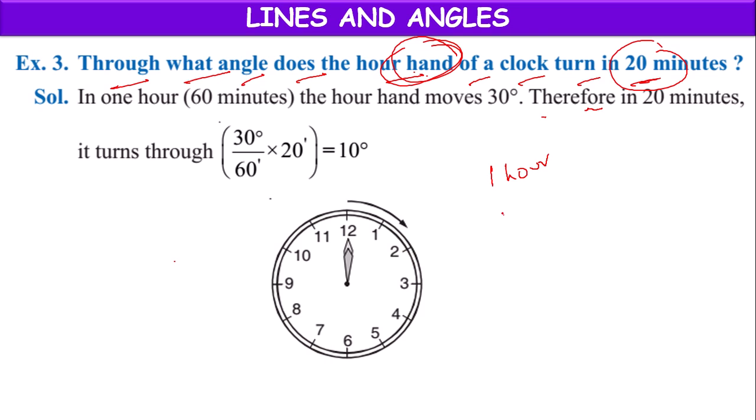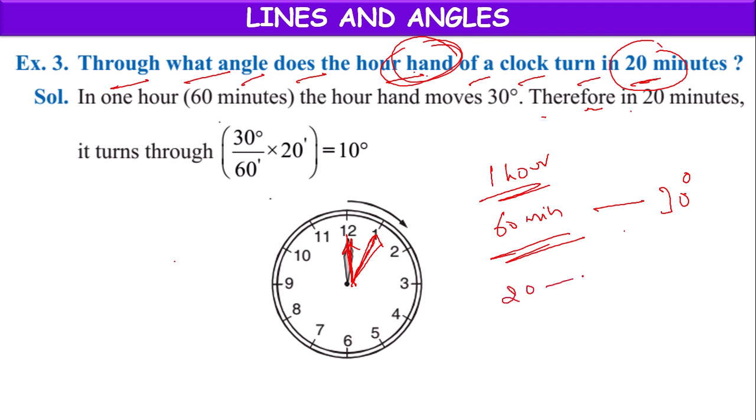The hour hand in 60 minutes, in 1 hour, will move from 12 to 1, which is equal to 30 degrees. But now, if in 60 minutes it moves 30 degrees, then in 20 minutes how much? We take this 30, multiply by this 20, and divide by this 60.